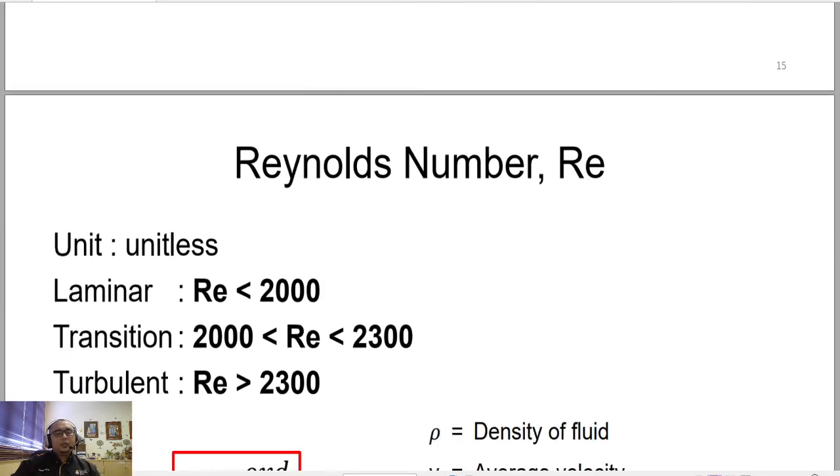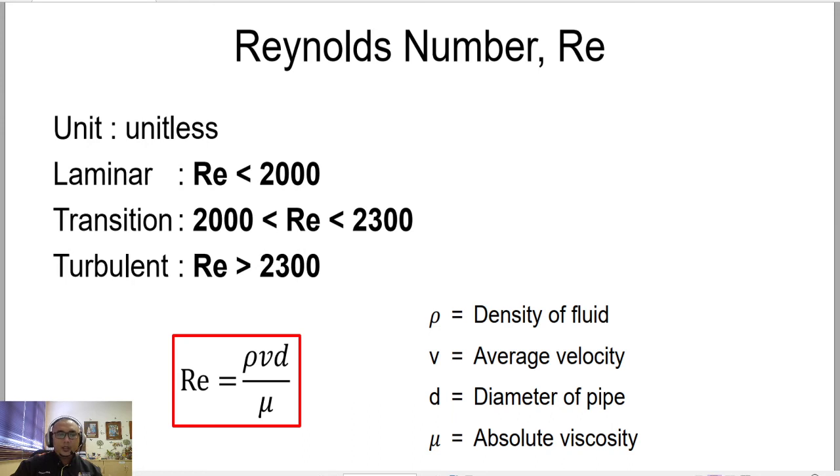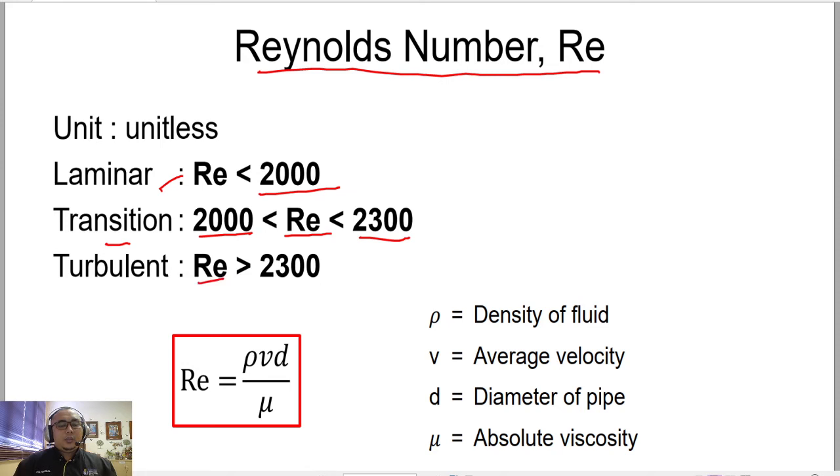Okay, so macam mana kita nak tentukan sama ada kita punya flow tu either laminar atau turbulent? So kita akan guna Reynolds number ataupun Re. If we calculate the Reynolds number and we get less than 2000, we classify the flow as laminar. But if we get the value of Reynolds number between 2000 to 2300, kita kelaskan dia sebagai transition. And if we get Reynolds number bigger than 2300, kita kelaskan kita punya flow is turbulent flow.